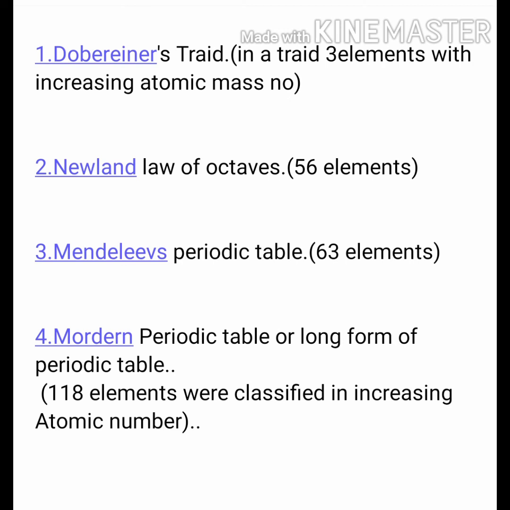That is why now we have the modern periodic table, which is also known as the long periodic table, and it has 118 elements which are classified into periods and groups, and also into S, P, D and F blocks. So we'll continue further.